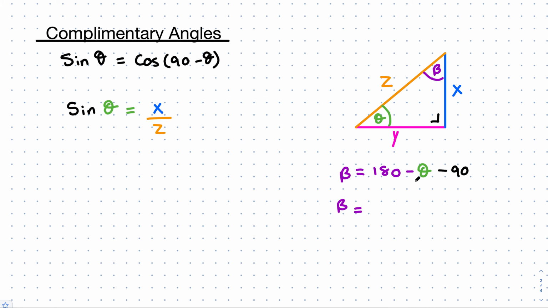If I then sort that out and I reduce it down and tidy it up, I'm going to have that beta is equal to, well, 180 take away 90 is going to be 90, and then I still have take away theta. So the reference up here to 90 minus theta, what that actually means is the angle beta up the top here. And hopefully you can see why. If I wanted to find that angle beta up here, I've just talked you through how I would do that. It's equivalent to 90 minus theta.